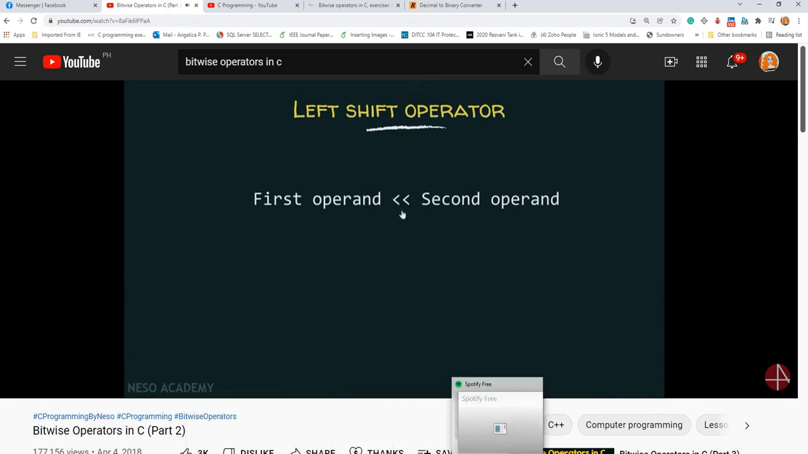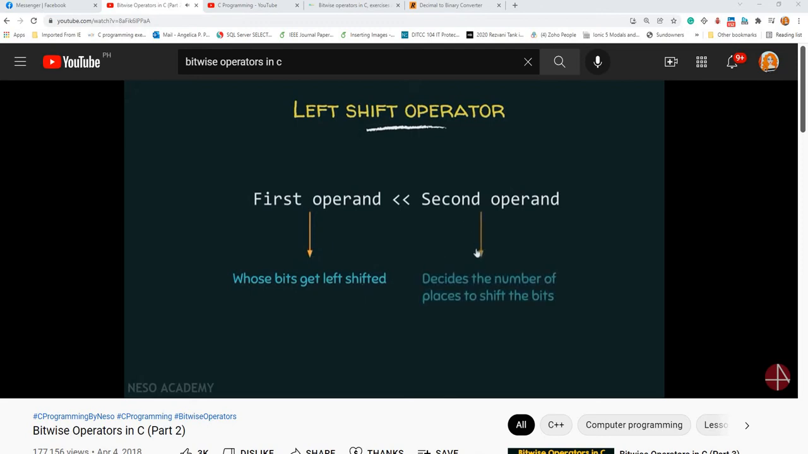The left shift operator is a binary operator, therefore it requires two operands. This is the first operand and this is the second operand. The first operand is the one whose bits get left shifted. The second operand is the one which decides the number of places to shift the bits. In order to understand the concept of the left shift operator in detail, we will first cover some important points, and meanwhile we will also understand how the left shift operator works. Let's get into some important points related to the left shift operator.